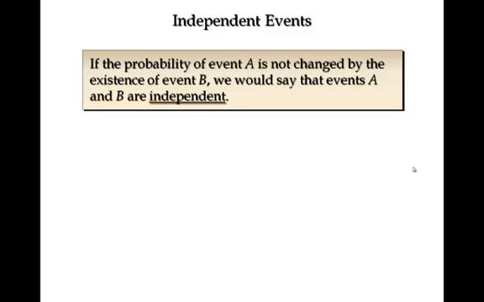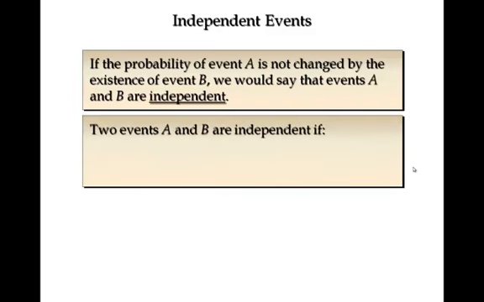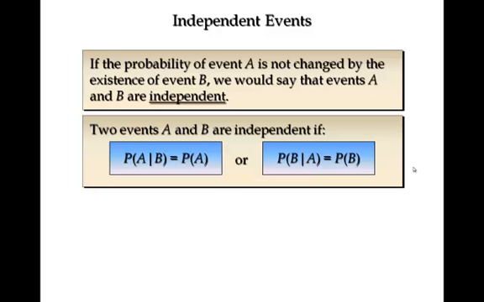What are independent events? If the probability of event A is not changed by the existence of event B, we say that the two events are independent. Here is the mathematical formulation of two independent events. A and B are independent if the probability of A given B is equal to just the probability of A itself. Alternatively, the probability of B given A is just the same as the probability of B.